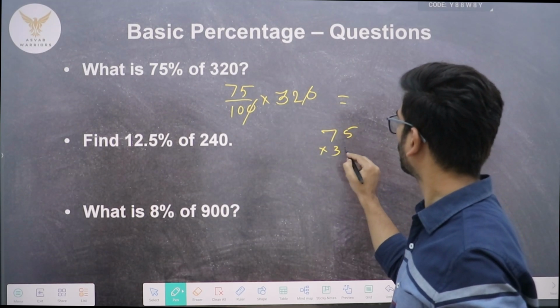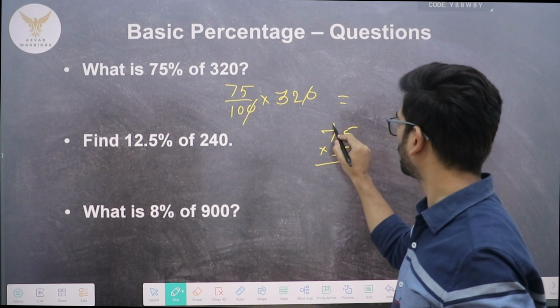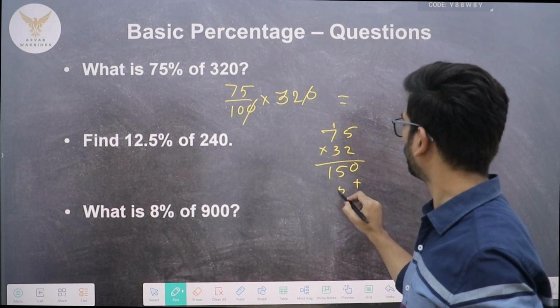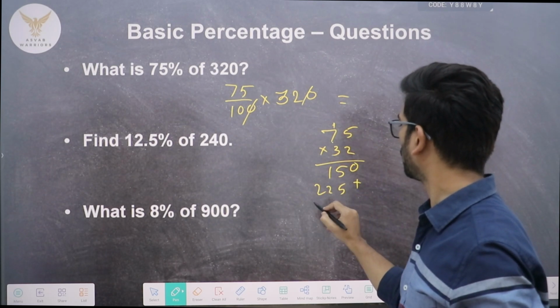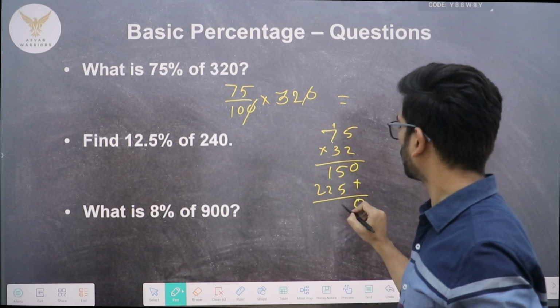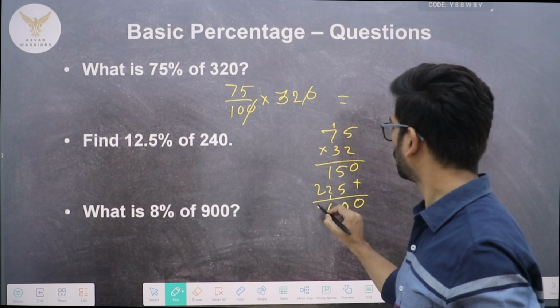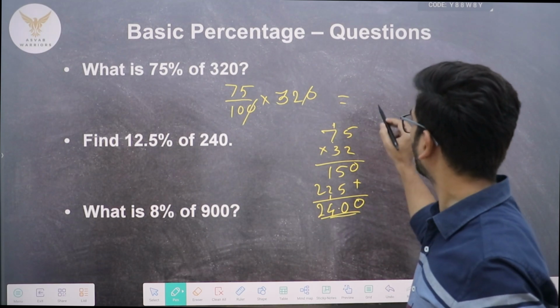75 times 32. 2 5s are 10, carry 1. 7 4s are 14, plus 1 is 15. 3 5s are 15, carry 1. 7 3s are 21, plus 1 is 22. So 0, 5 plus 5 is 10, carry 1. 2 plus 2 is 4. So we get our answer as 2400.